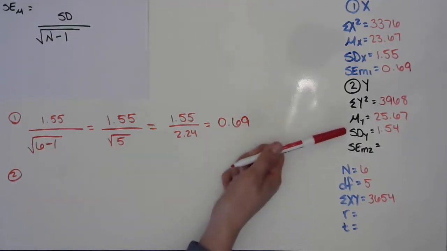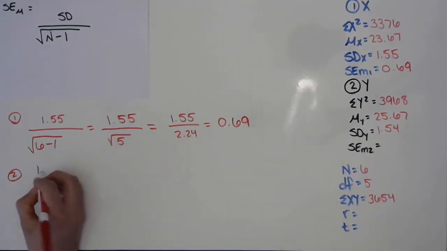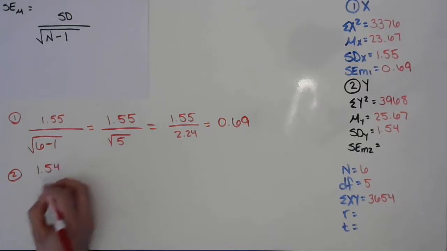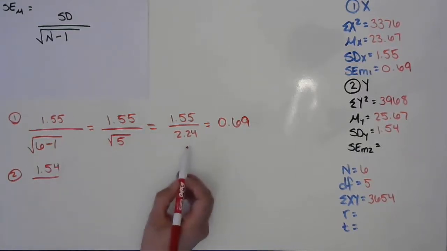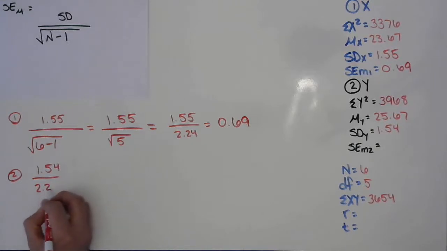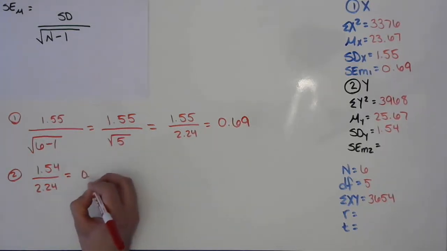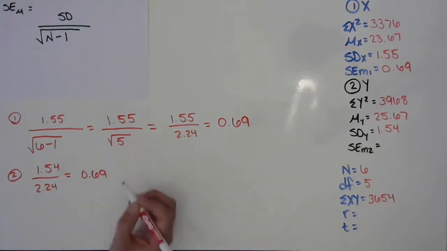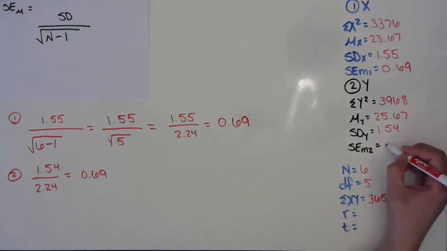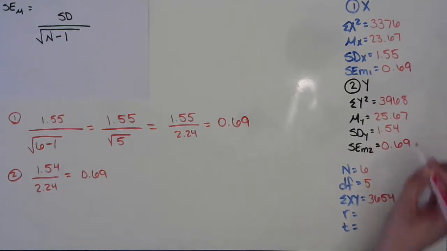Okay, so let's go ahead and do the same for the second group. So we're going to start with our standard deviation over here of 1.54. And then since we already did these calculations here, we can go ahead and just put that over 2.24. So when we divide 1.54 by 2.24, then that is going to give us 0.69. Okay, so our standard error of the mean for group 2 is 0.69.